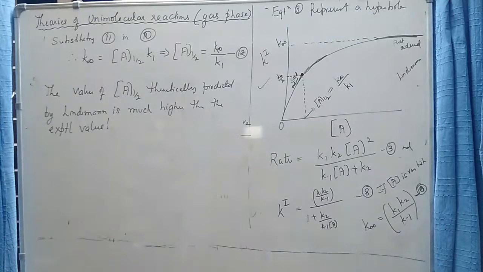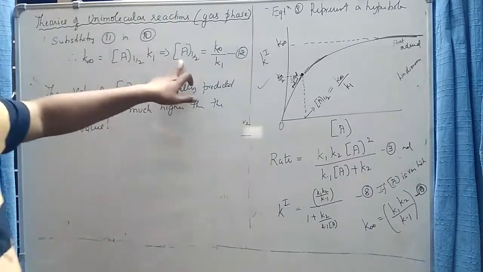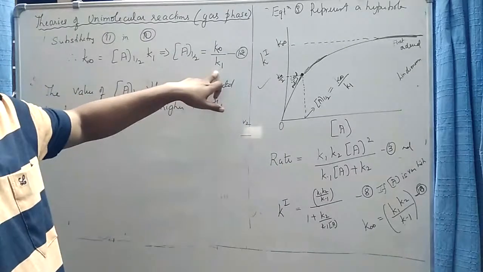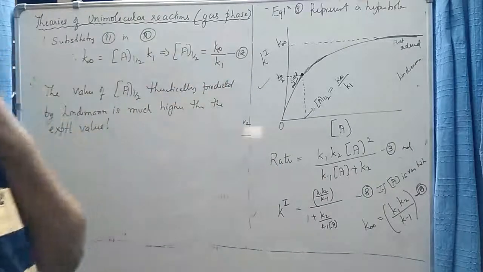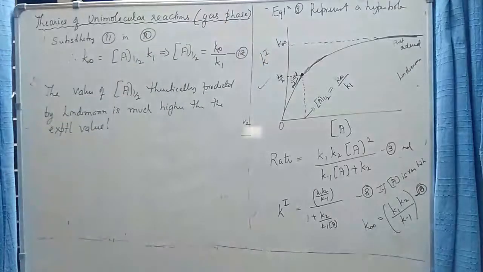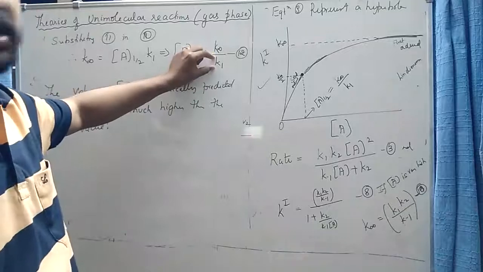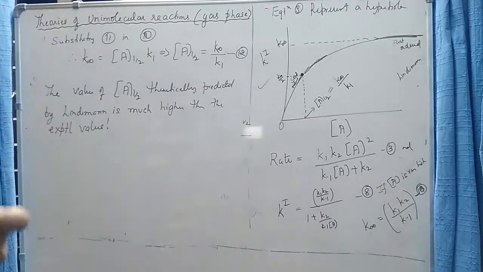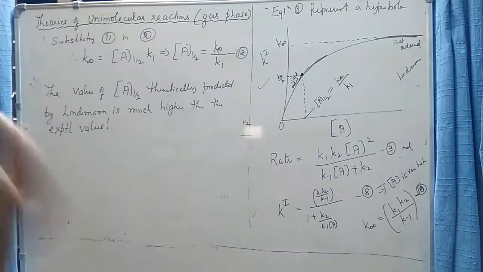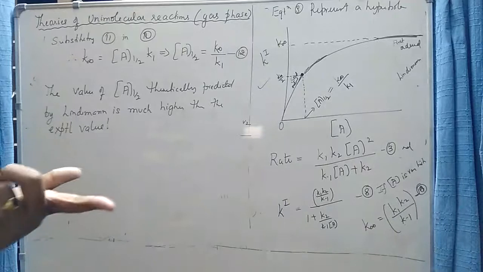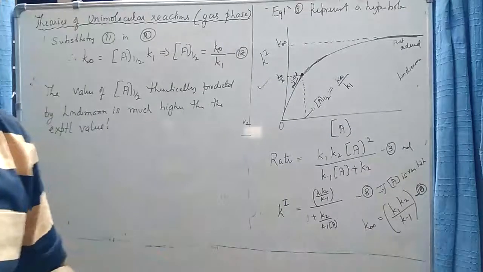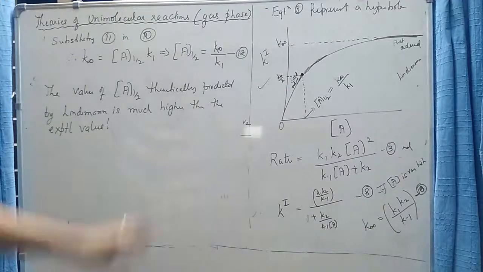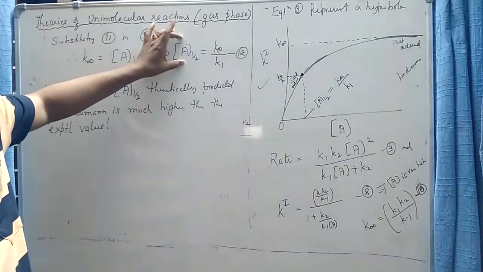So where is the actual error? A half is k infinity divided by k1. I already told you k infinity can be easily obtained by experiment. So where is the mistake? The mistake is in the theoretical prediction of k1. So the value of k1 predicted by Lindemann is much less than the value it should have. If k1 had a much higher value than that predicted by Lindemann, in that case a half would have been very small.